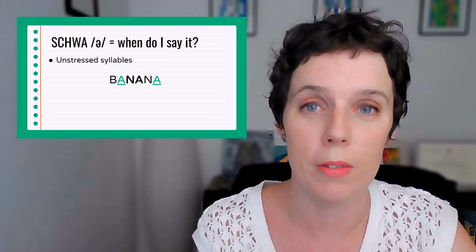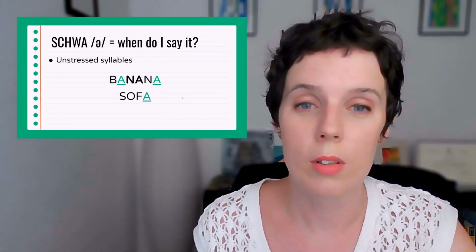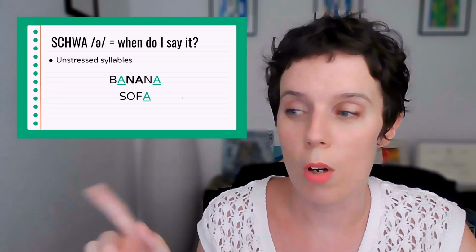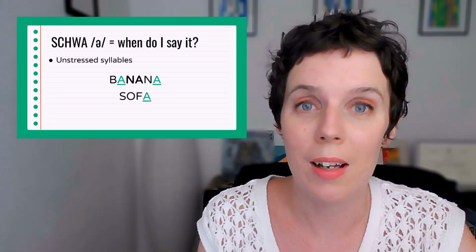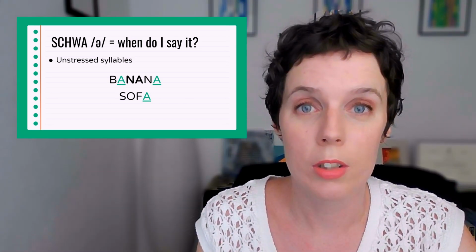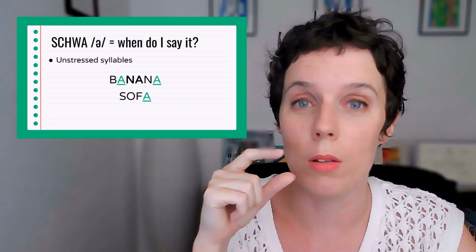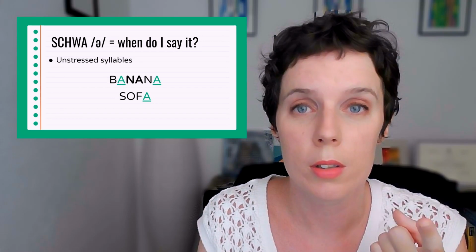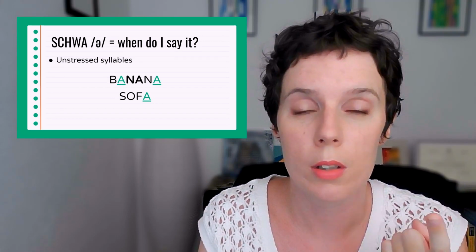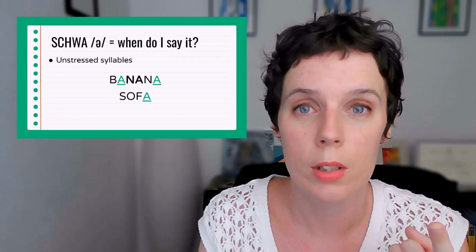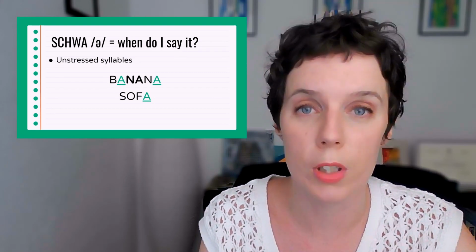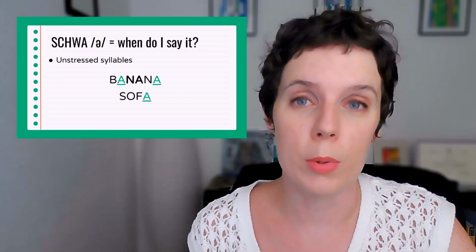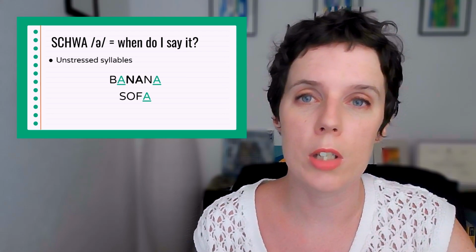Okay, banana. Another word. Again, you do not pronounce this word sofa. It's sofa. Again, look how closed my mouth is. Repeat after me. Sofa. Okay, so not sofa, sofa. Alright, so unstressed syllables. That's one time that you need to use it.